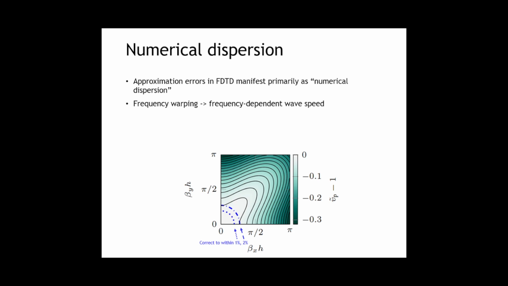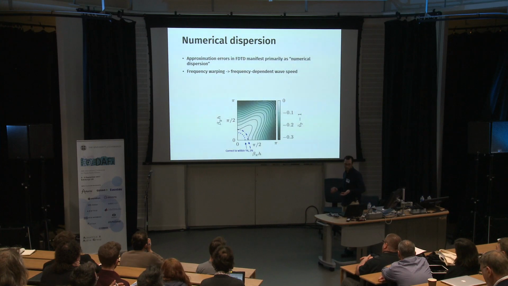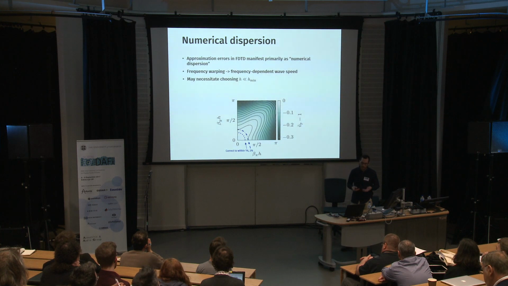So with the basic scheme, you don't really have much to work with. You might be able to keep all these frequencies. Whether you can hear that or not is a bit of an open question. But generally, you'll probably have to choose the spatial step to be much smaller than Hmin.